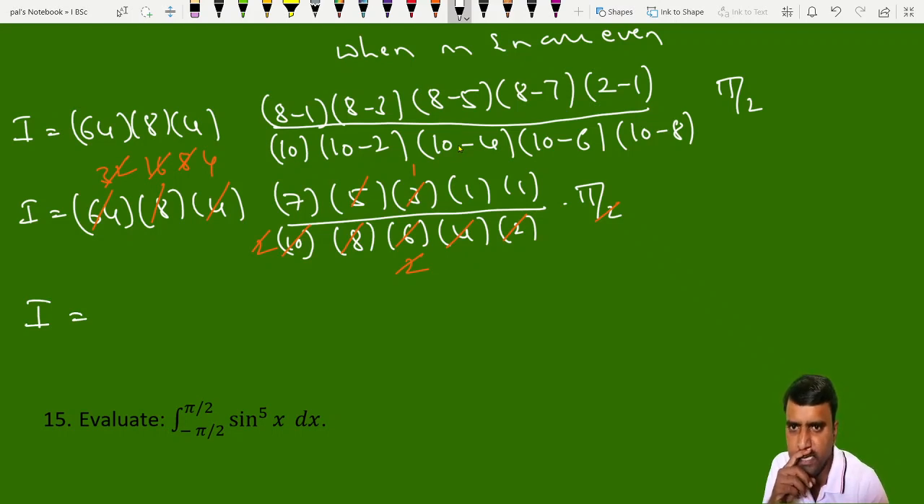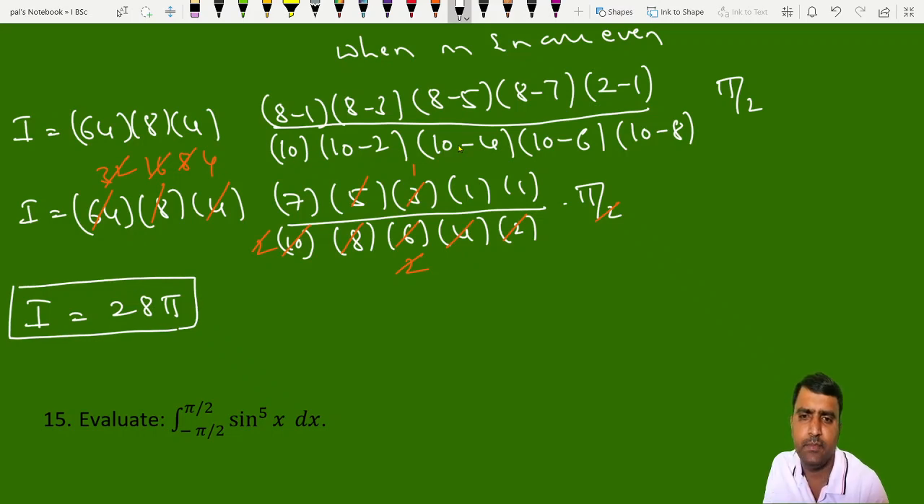So I is equal to, finally you write the I value. In the numerator we have 7 fours are 28, 28 pi, and in the denominator we cancelled almost all the terms. It is 28 pi only. So the value of that integral is 28 pi.